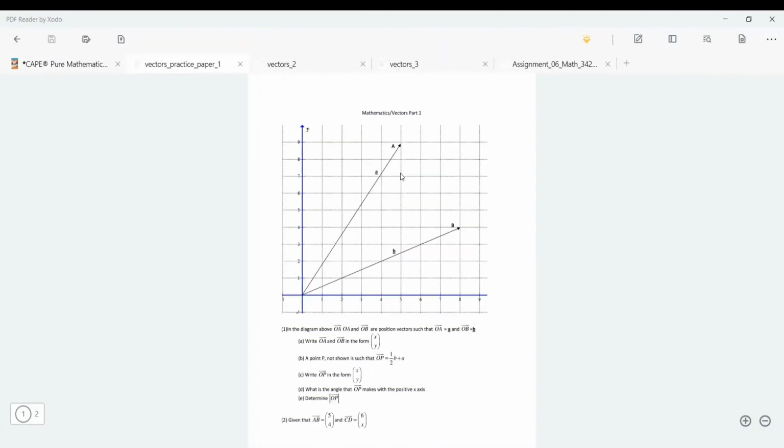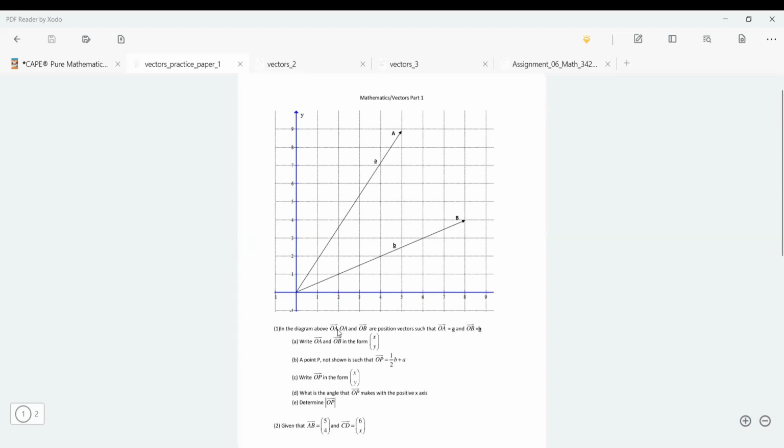Of everything in vectors that you need to know for CSEC right around the corner. All right, so this right here, it says, in the diagram above is drawn vector OA. OA and OB are position vectors such that OA equals a and OB equals b. They want vector OA and vector OB in column vector form.